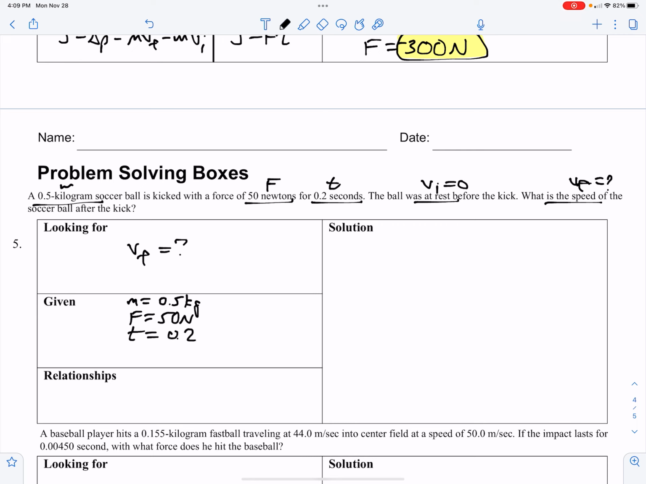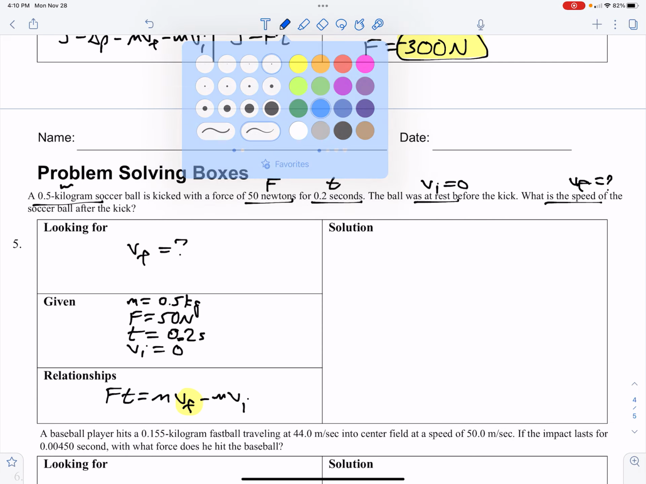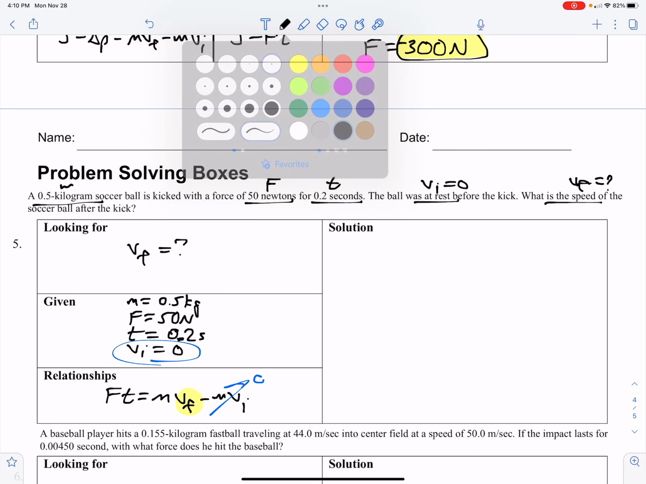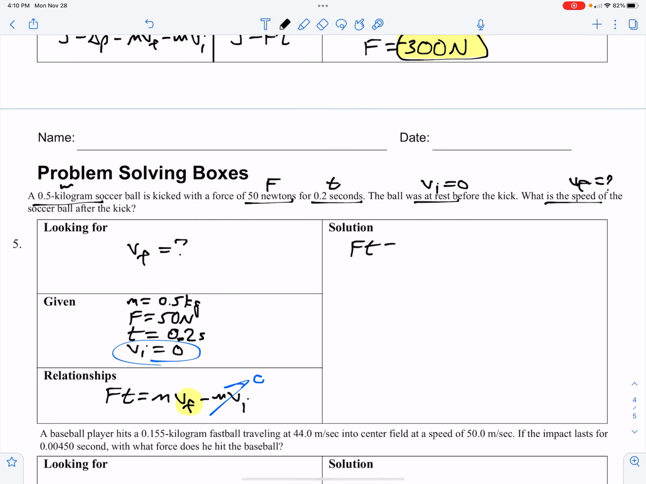Just take a moment to list everything we annotated at the top. Okay, since you have all 5 variables involved, we're going to be using the larger version of the impulse equation, which is force times time equals a change in momentum, mv final minus mv initial. Now you're solving this equation for v final, but do keep in mind that since v naught is 0, mv initial is going to come to 0 as well. So force times time equals mv final.